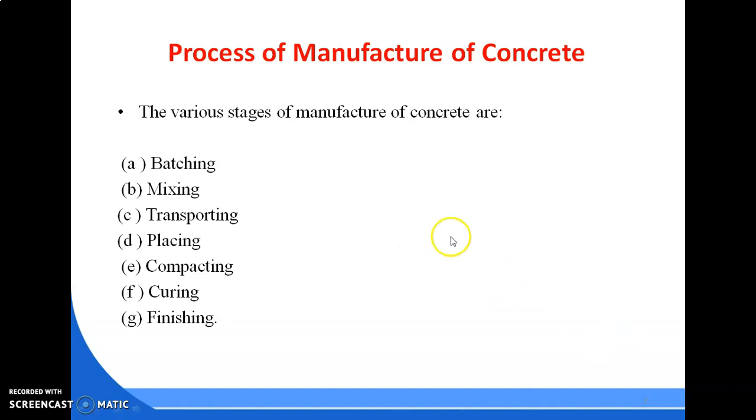So here are the various stages for manufacturing, the different steps to produce fresh concrete: batching, mixing, transporting, placing, compacting, curing and finishing. These are the major steps which we have to complete step by step. Also in each step we have to take intense care to get a better result, that means good quality concrete. So let us discuss one by one.